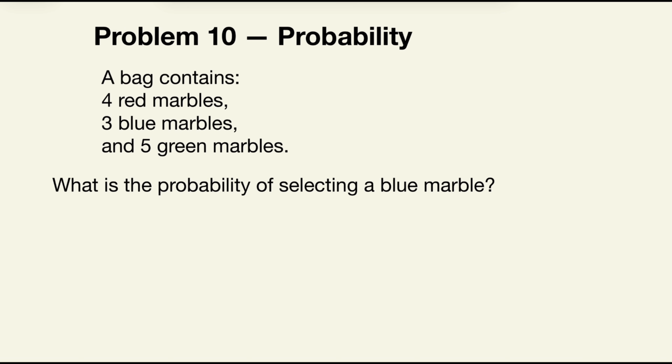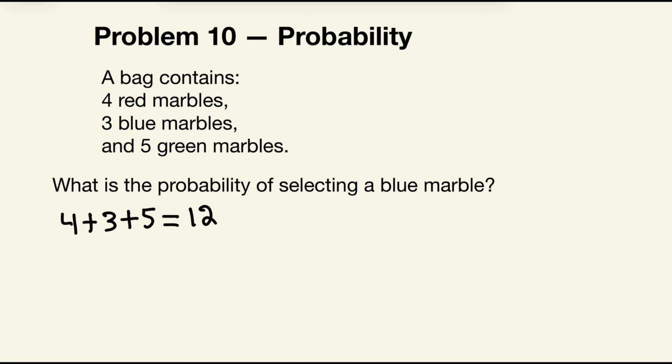Okay, so here we have a problem on probability. And this says a bag contains 4 red marbles, 3 blue marbles, and 5 green marbles. What is the probability of selecting a blue marble? So first we need to find the total number of marbles. So we know that there are 4 red marbles plus 3 blue marbles plus 5 green marbles. So there are a total of 12 marbles in the bag.